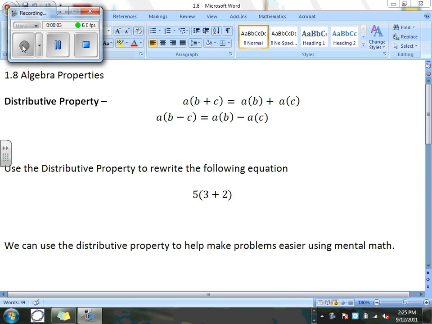Section 1.8 is talking about algebra properties, different things that we can use to make life a little bit easier when we're doing our math. So the first property we have is the distributive property.